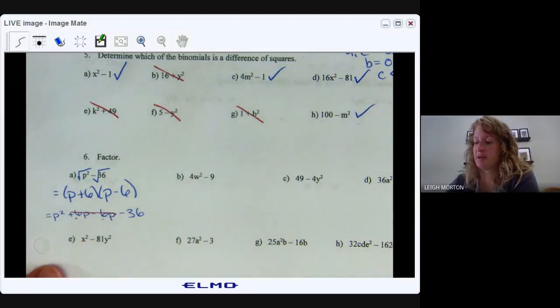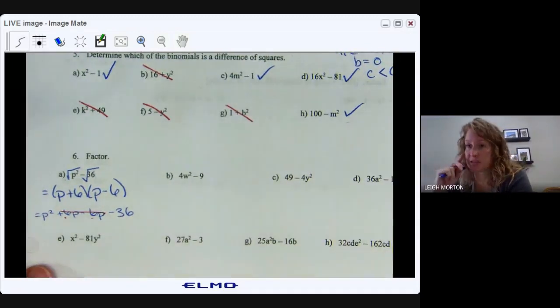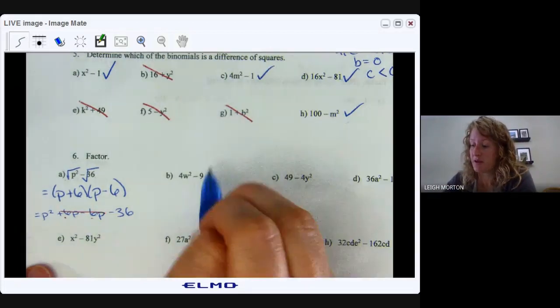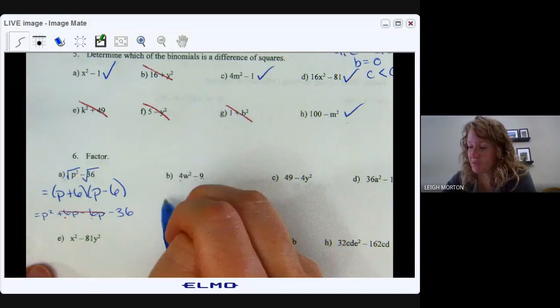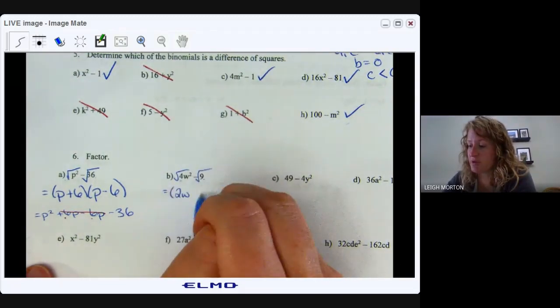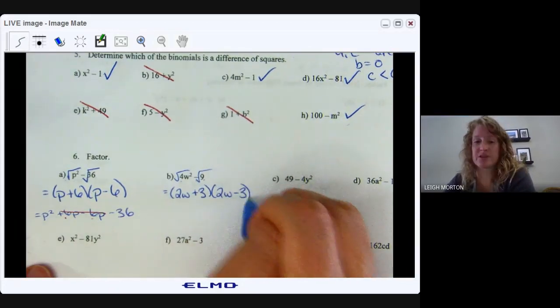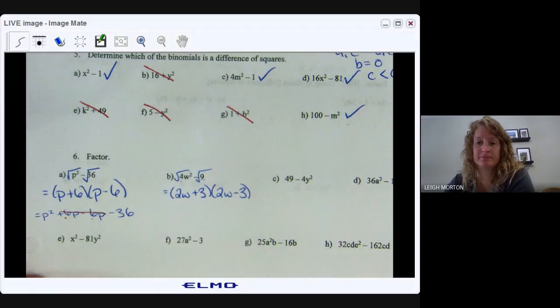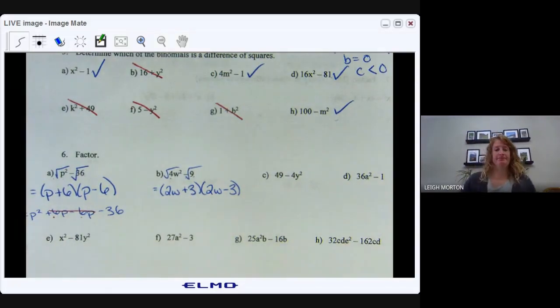Let's try the next one. Here you might say, Miss Morton, A is not 1. You said we're not going to have to factor if A is not 1. Difference of squares is okay. Perfect square, subtraction. Great, I'm going to square root both terms. So I get 2W plus 3 times 2W minus 3. Try C, D, and E, please.